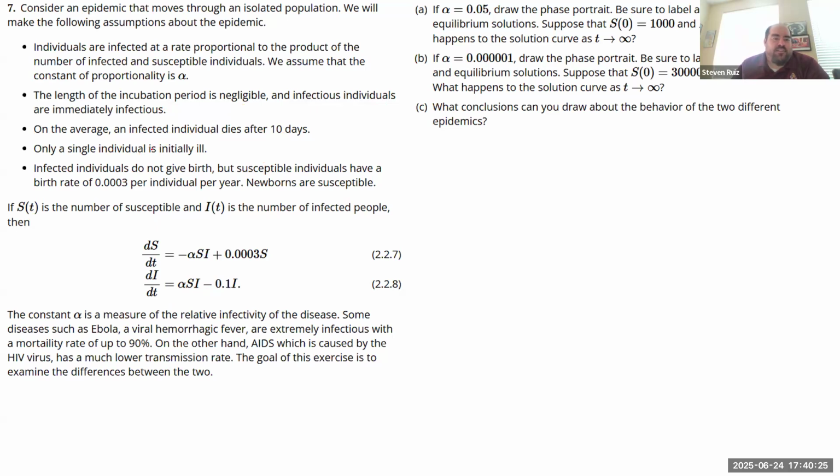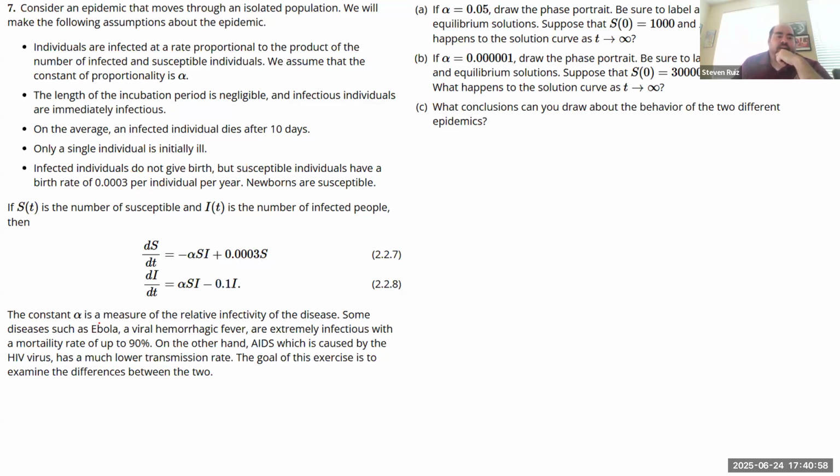This sounds extremely serious. Oh, they talk about Ebola. Only a single individual is initially ill, so that gives us an initial condition that I0 is 1. Oh, we're given that. And then infected individuals do not give birth, but susceptible individuals have a birth rate of 0.0003 per individual per year. So that's supported here. Newborns are susceptible.